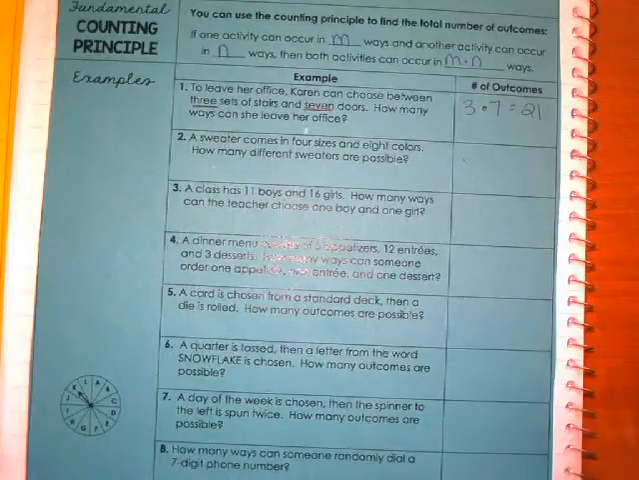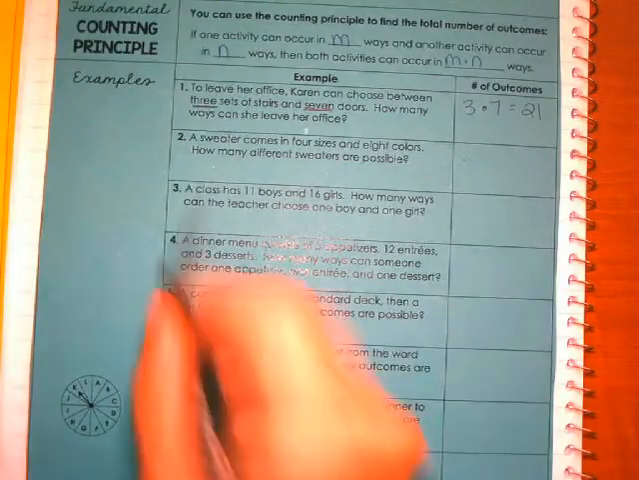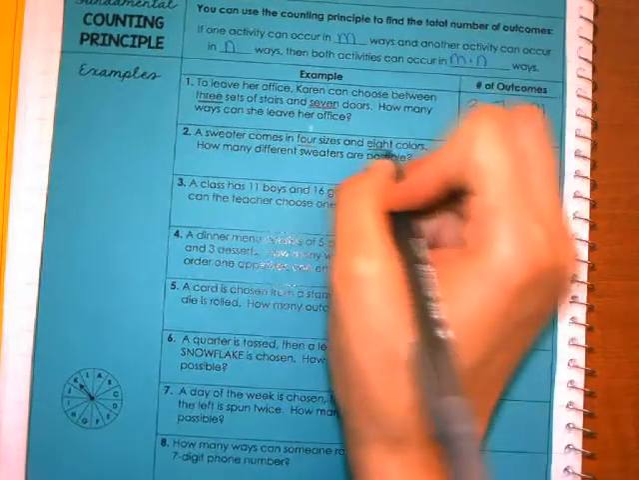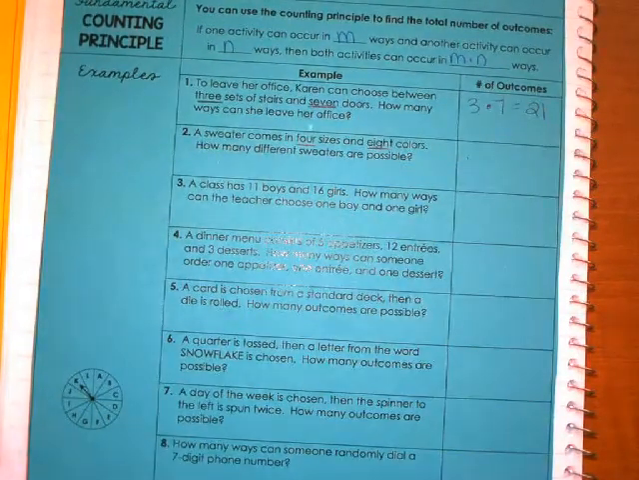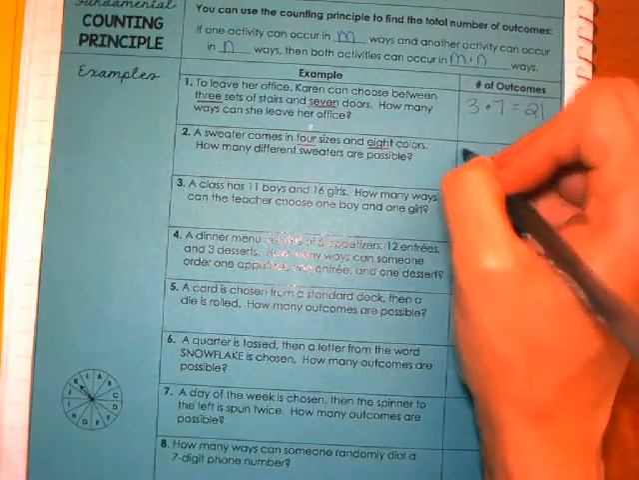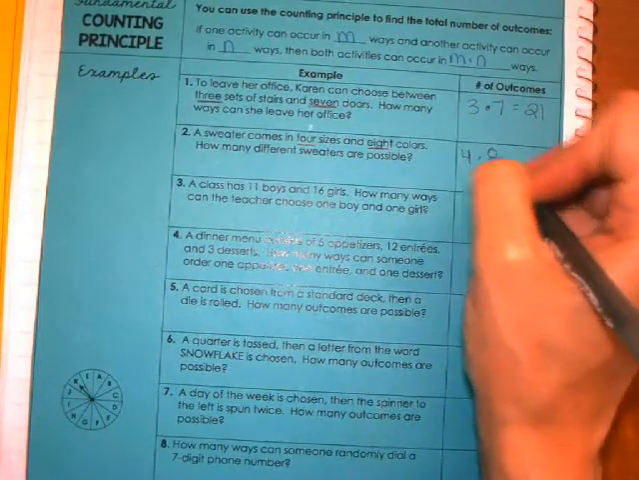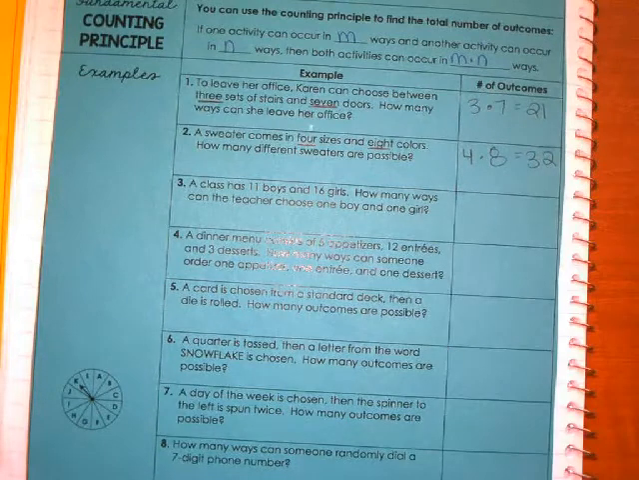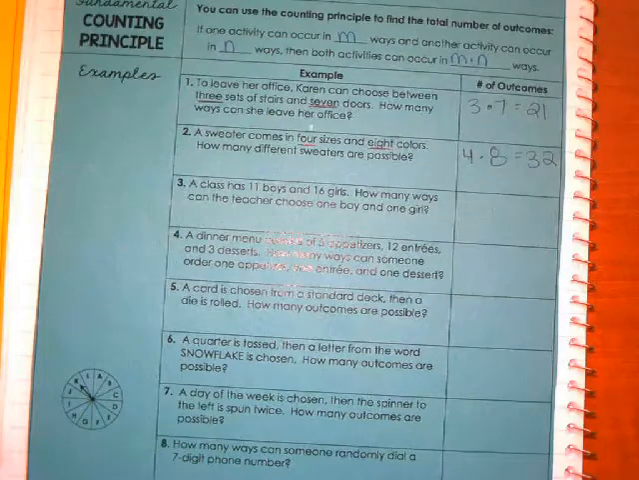Okay, so for instance, we keep going. Number 2, a sweater comes in 4 sizes and 8 colors. How many different possible combinations are there? So what that means is I take the 4 sizes and I multiply it by the 8 colors, which will give me 32 different possible combinations that I can get.